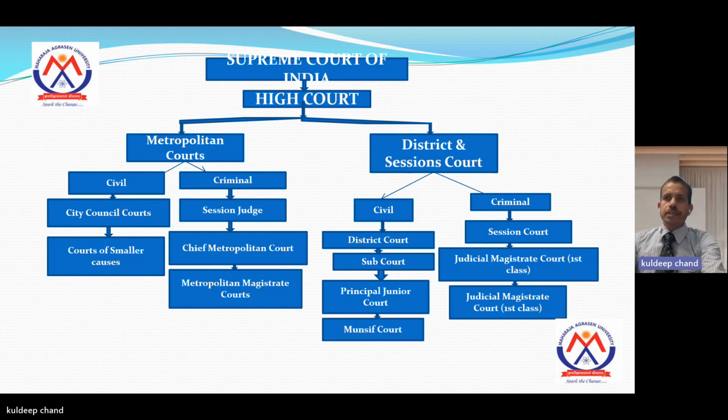This chart is shown as the chart of the judiciary, in which there is the Supreme Court of India, then the High Courts, then the subordinate courts, and they are subordinate to the High Court.